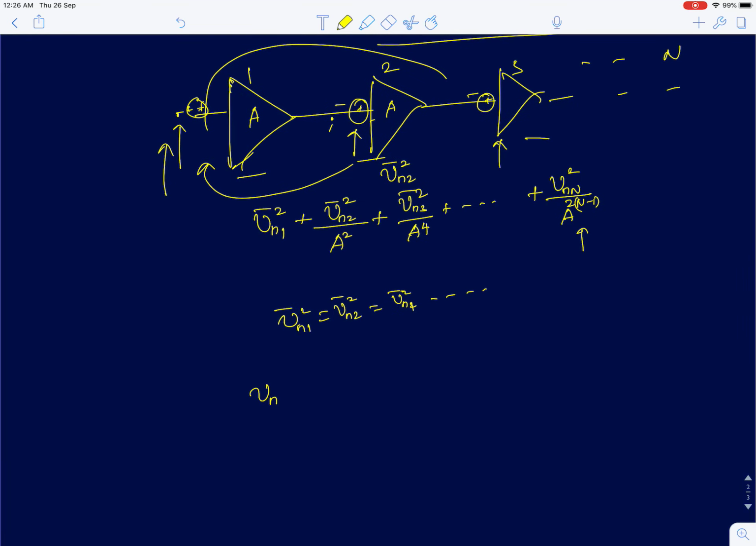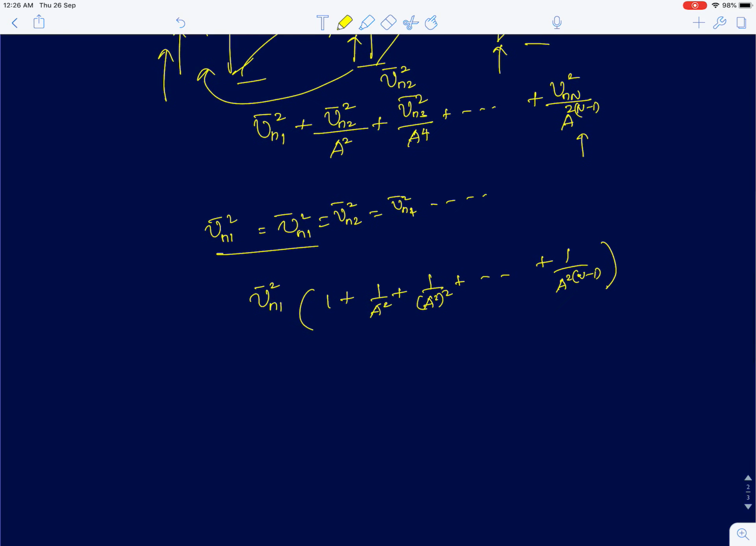So I'll call it Vn1 square. I'll just assume it's all the same. So it will be simply Vn1 square into 1 plus 1 by A square plus 1 by A square the whole square plus so on, plus 1 by A square to the power n minus 1. Now this is a geometric series, and we have n terms in it. So I can write it as 1 minus 1 by A square to the power n, by 1 minus 1 by A square.